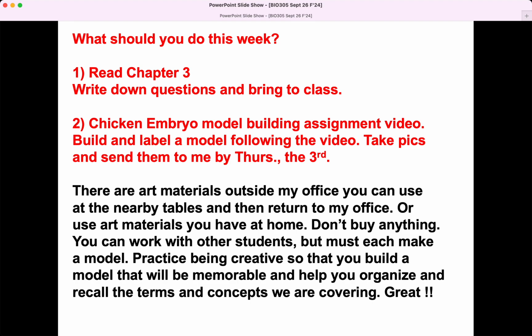But I have some art materials to actually build a model chicken embryo, and the idea is it doesn't need to be fancy, you don't need to be an artist. The idea is this way to organize your learning. So it's all about learning. It's not really about building a model. It's about creating a learning experience that you can recall over the years, literally.